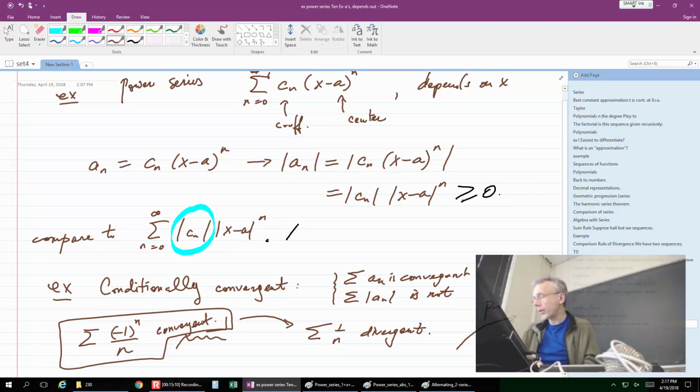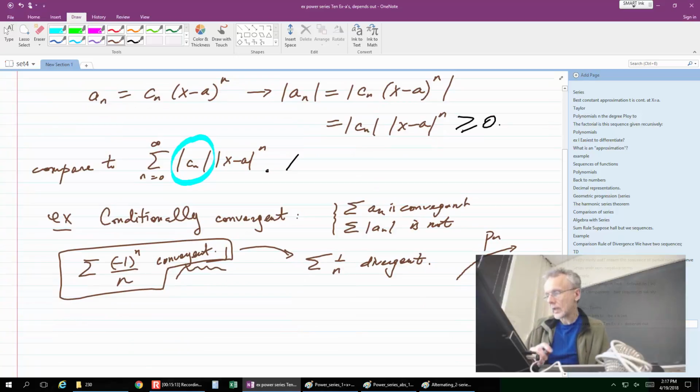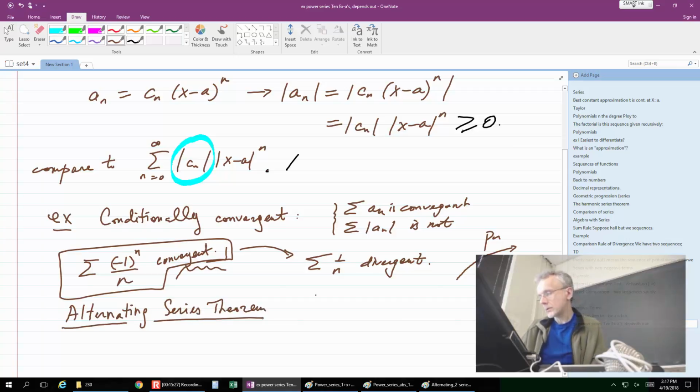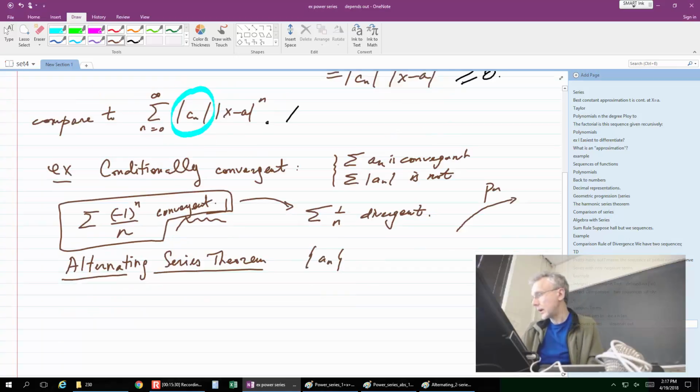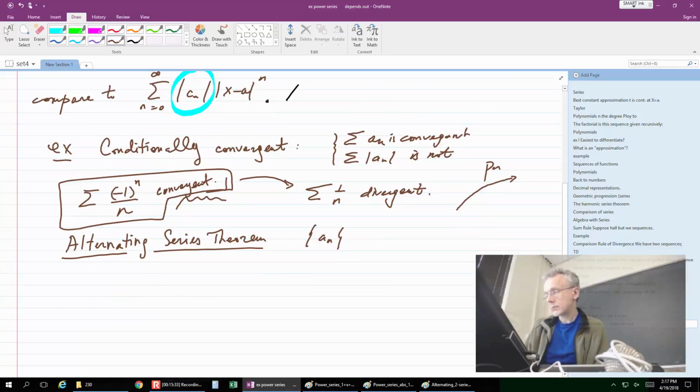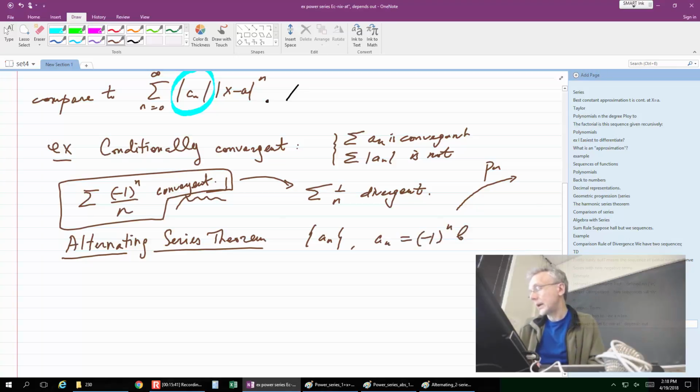There is in fact a whole theorem that takes care of this possibility, the alternating series theorem. So we have a sequence a_n, and it alternates between positive and negative. So a_n is equal to (-1)^n b_n, where b_n is larger than or equal to 0. That creates alternation, just like in the example we just saw.